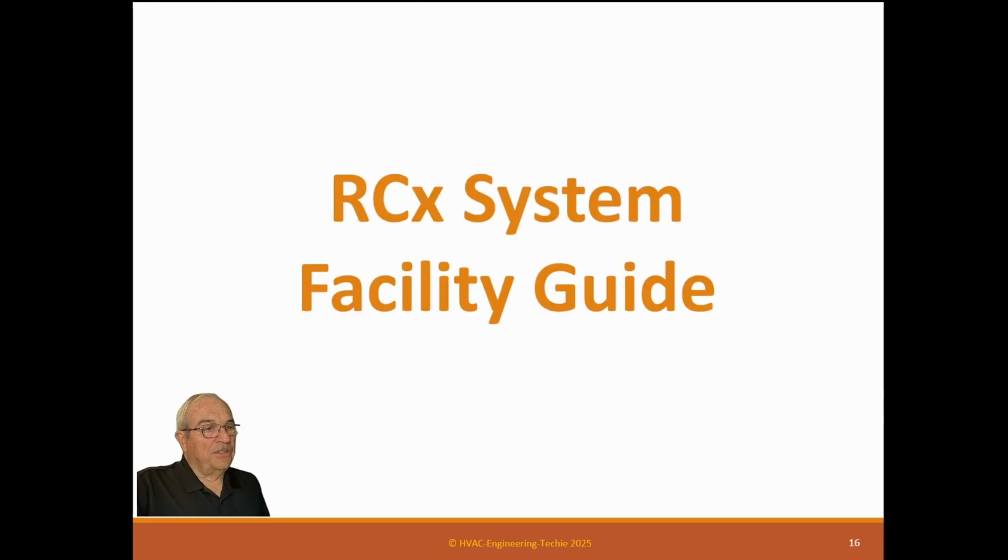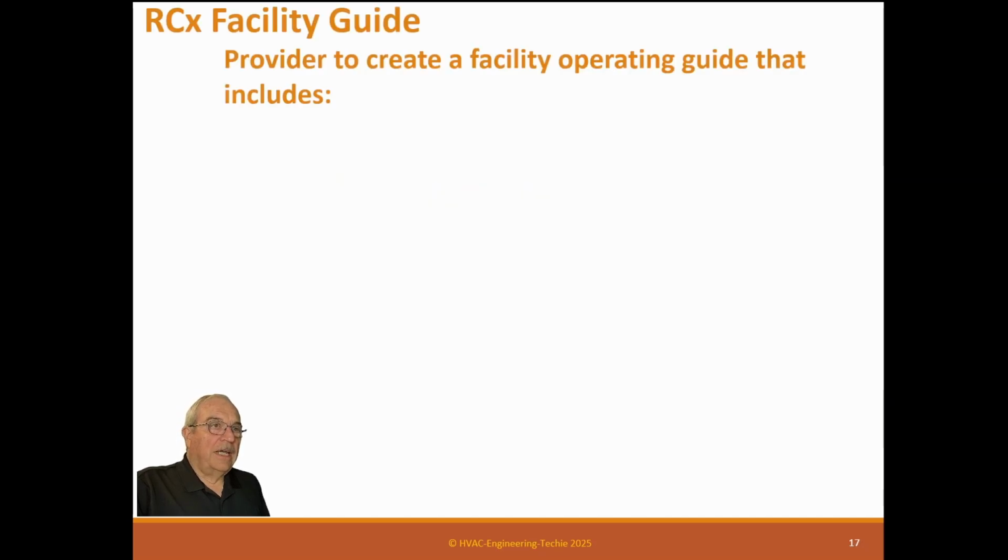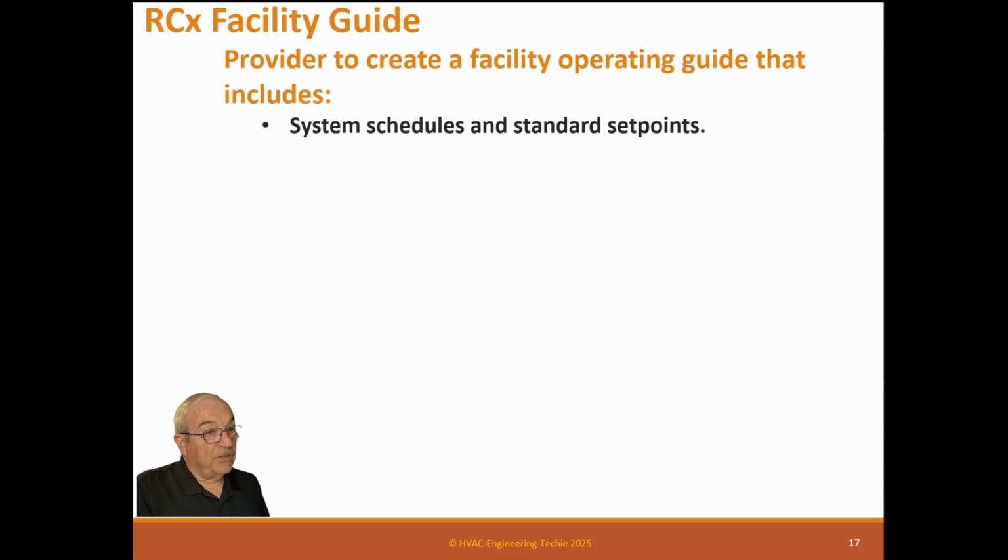So what's a facility guide? Part of our process, if you read the standard, is that we issue a facility guide to the owner. A facility guide is a facility operating guide that includes system schedules and standard set points. What this guide is, we're going to give it to the operator and say, this is how you operate the building to keep it in the shape we've been able to put it in. So we fixed a lot of problems. We want to keep it that way. And to do that, this is how you operate the building.